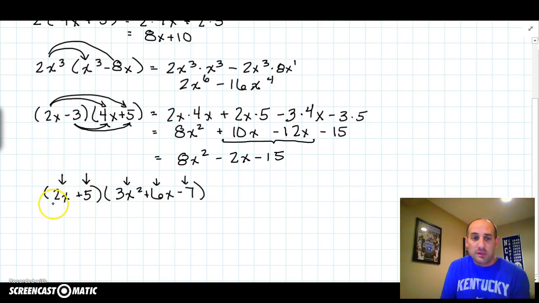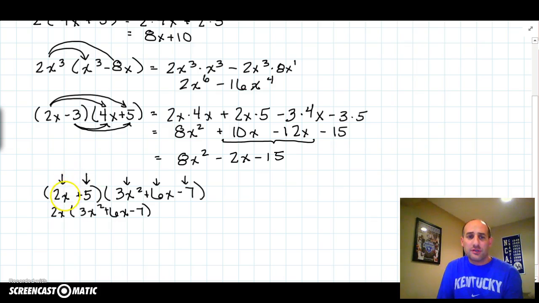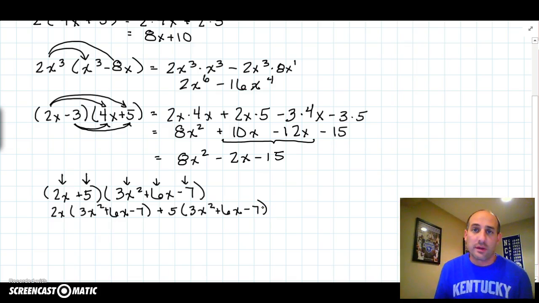So I'm going to do this one. I'm going to write 2x, because that was my first term, times that whole second set of parentheses, 3x squared plus 6x minus 7. And then, because 2x and 5 in the first set of parentheses are separated by a plus sign, I'm going to put a plus here. I'm going to do 5 times all of the things in the second set of parentheses. And if you look at that carefully, that's exactly the same thing we were doing up at the top when we were looking at some of that other stuff. You were still multiplying each term by both sets of parentheses there.